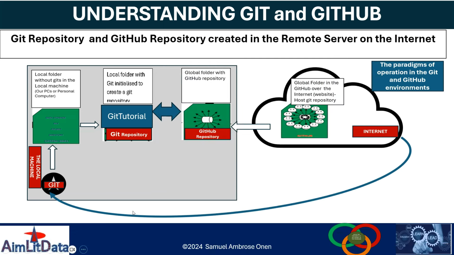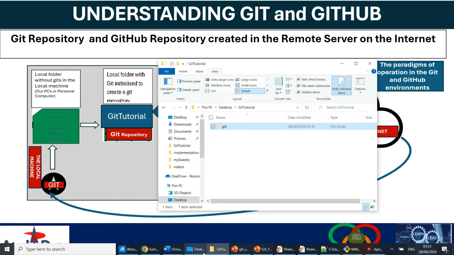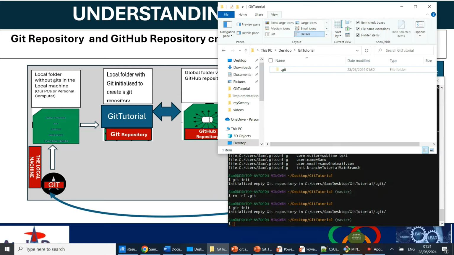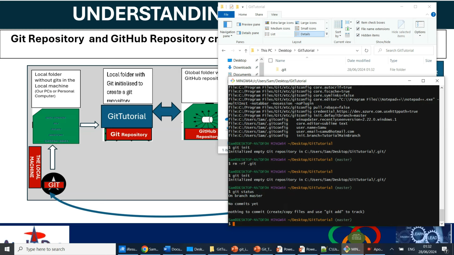Now we have a tutorial Git repository. How do you know that this is a Git repository? To know that it is a Git repository, we can run any Git program. Now, git status, you can see that the git status says on branch master, no commits yet, nothing to commit.